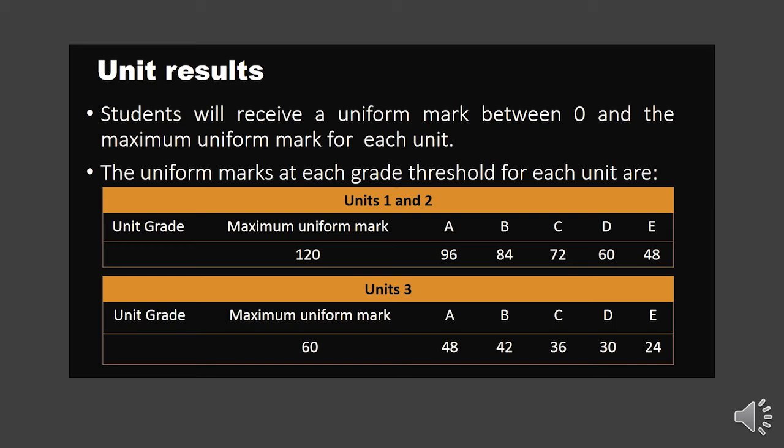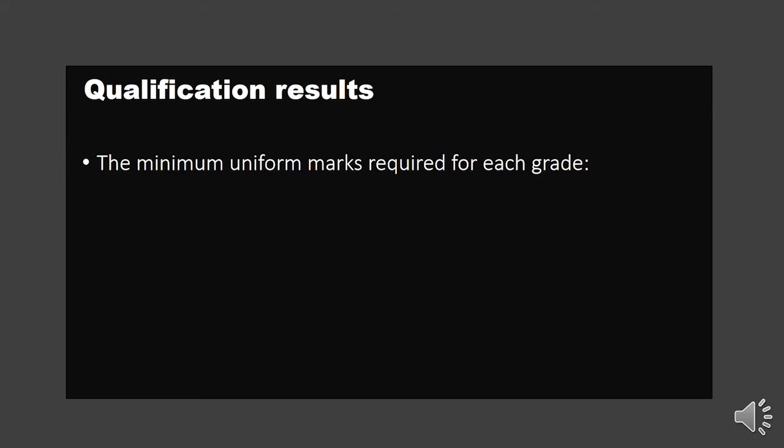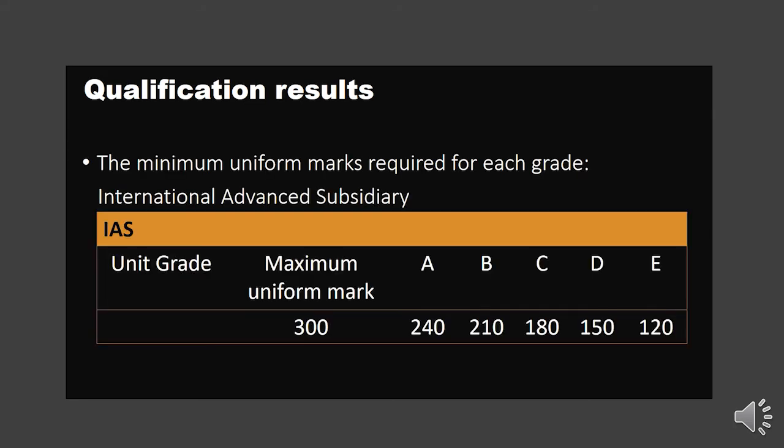Okay. So next let's see the qualification results. By qualification results, what I mean here is the IAS qualification. That is the result you will get at the end of grade 11. Those results are calculated based upon the maximum uniform mark again, which is overall 300 marks. As I said, unit 1 is 120 and unit 2 is 120, plus unit 3 is 60 marks. So that together makes 300 marks.